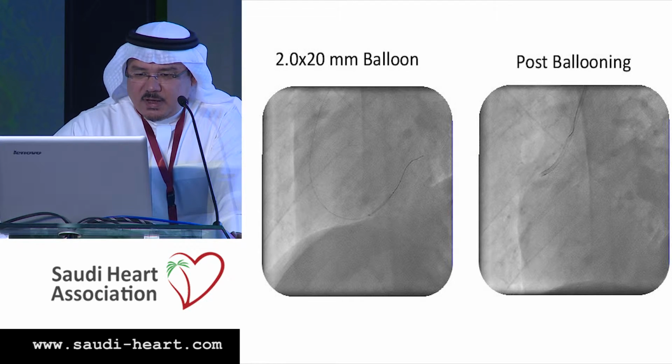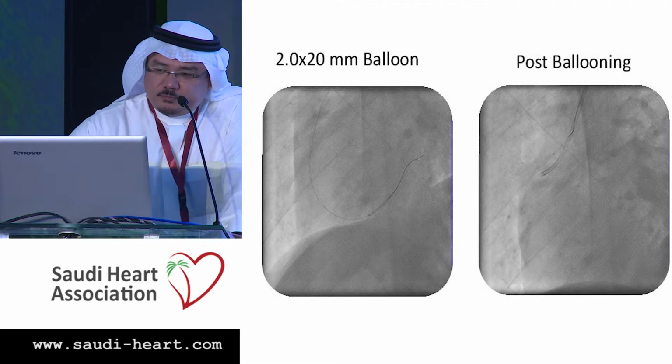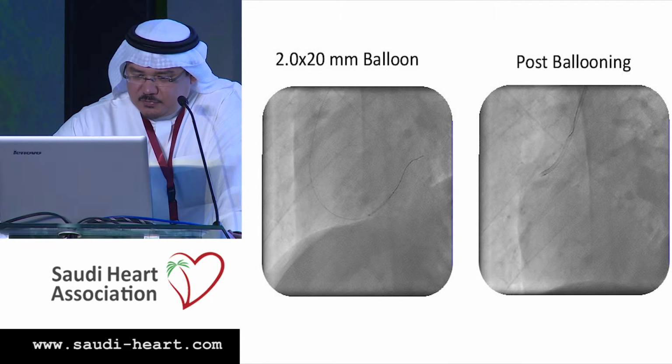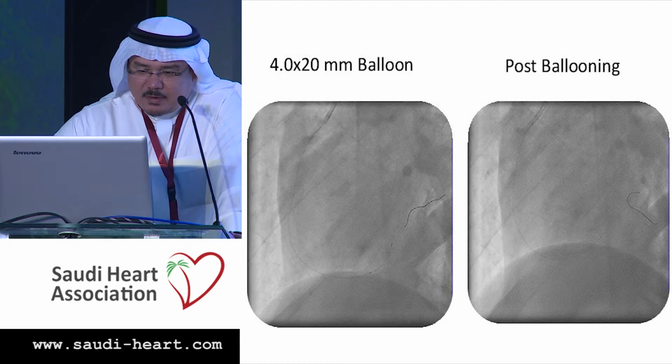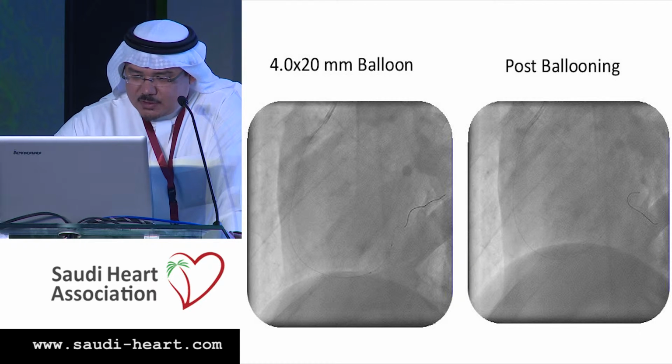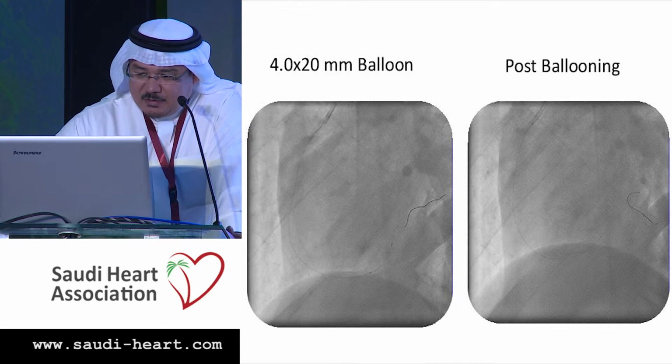I proceeded with the dilatation. I took a 2.0 balloon, and we inflated at the crux. And this is the post-balloon dilatation. It was still optimistic. So I took a bigger balloon, 4.0. But the result was not that optimistic. The flow was disturbed again with no flow, and there is some haziness just before the crux.